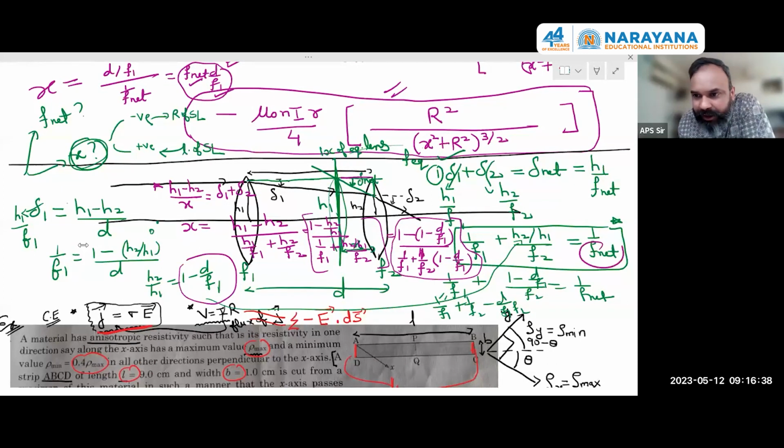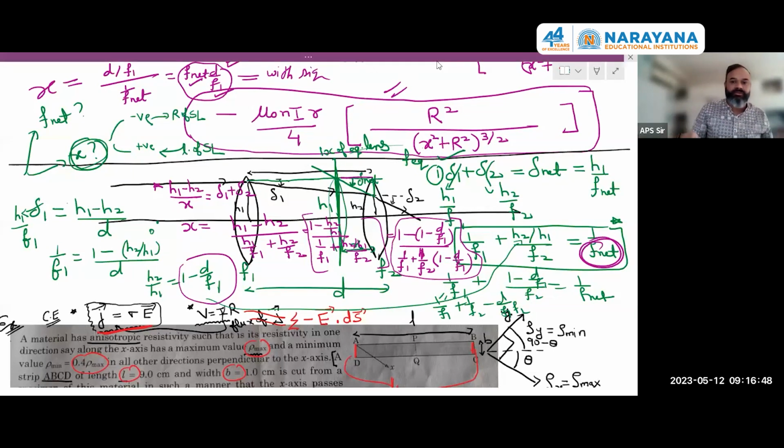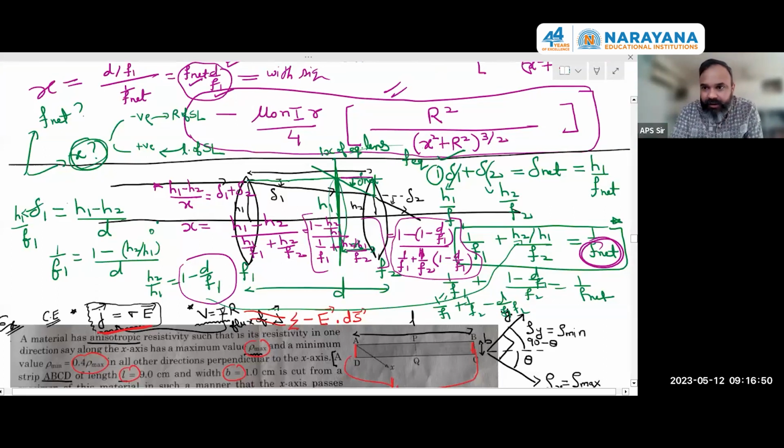First of all, you calculate F net. Substitute F net here with sign. D and F1 are known. So you'll get X with sign, and then you will get the location, and then you will solve. So like this was one basic derivation.